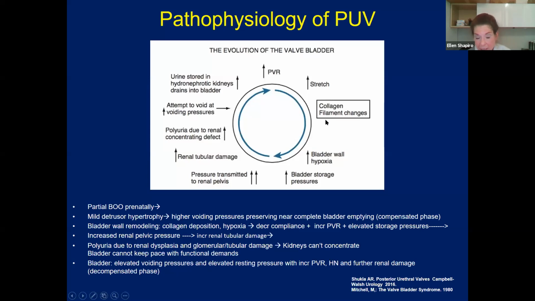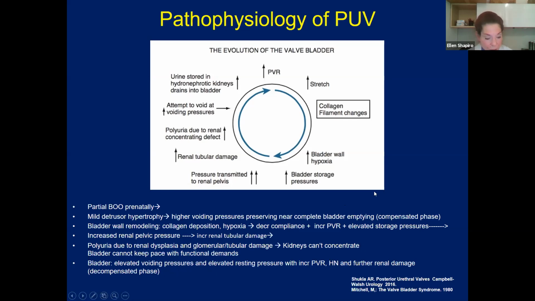to decreased compliance in the bladder, increased post-void residuals, and elevated stored pressures. There's increased renal pelvic pressures leading to more tubular damage, which then leads to polyuria due to renal dysplasia and glomerular and tubular damage. The kidneys just can't concentrate. The bladder can't keep pace with the functional demands, and then the voiding pressures become elevated. You have elevated resting pressures with increased post-void residuals, hydronephrosis, and further renal damage, and that's the decompensated phase, and this just keeps going on and on.